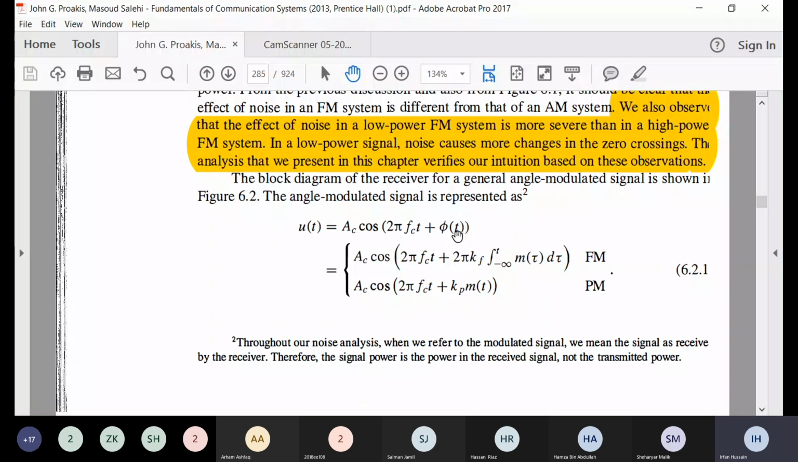So this was my modulated signal, where we know this phi of t could be represented as the integral of m of t for FM, and directly proportional to m of t in the case of PM.